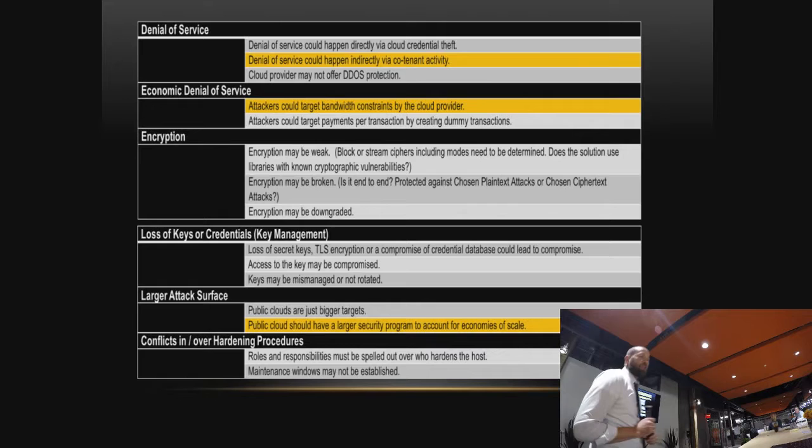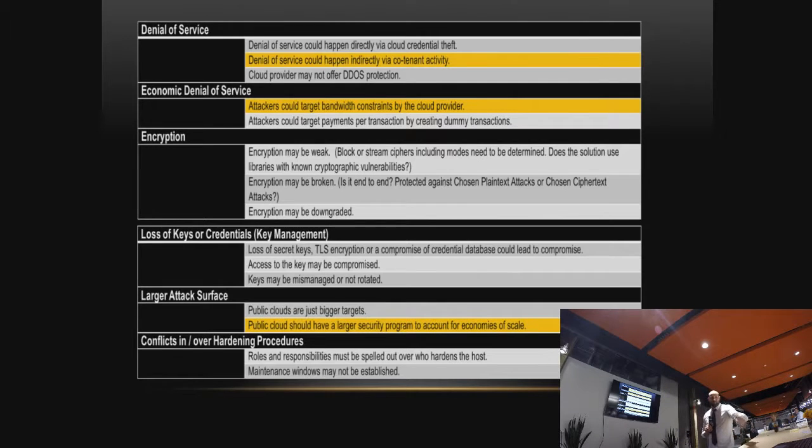Denial of service could happen indirectly via co-tenant activity. So we like to think hackers are going to cause a denial of service, but somebody else you're sharing that infrastructure with might actually be the one who causes it, whether knowingly or not. Attackers could target bandwidth constraints by the cloud provider. So if they can't hit the app directly, maybe they'll impact bandwidth in some regard. I'll do an economic denial of service.